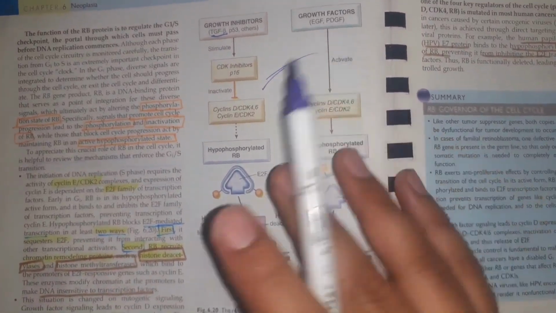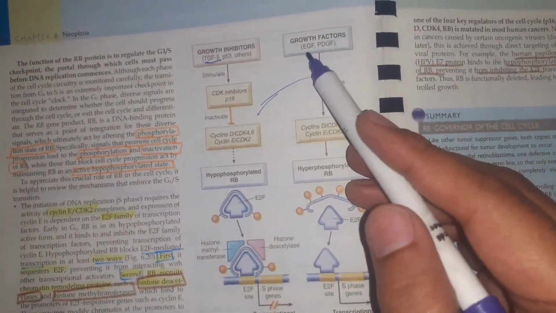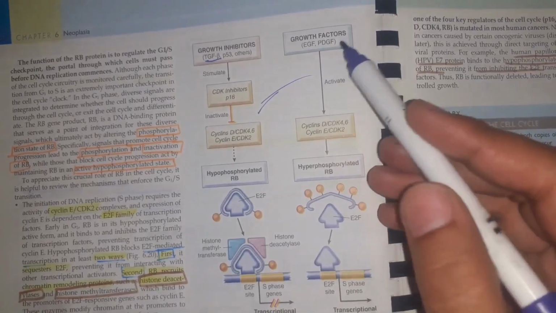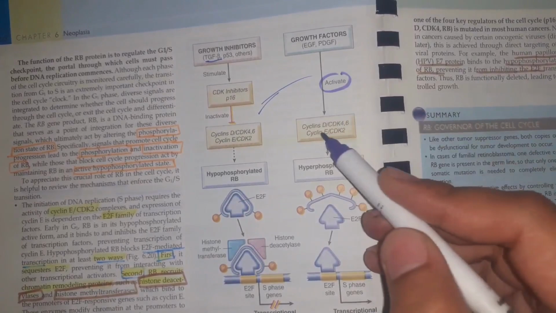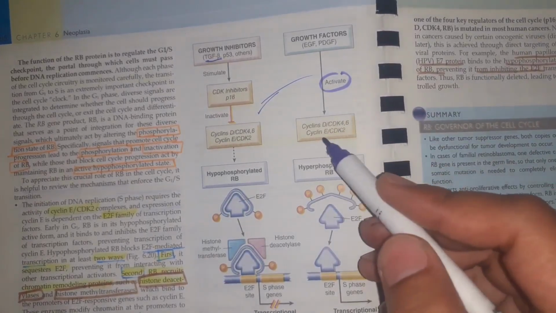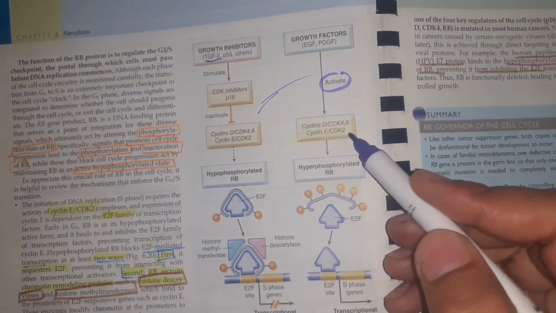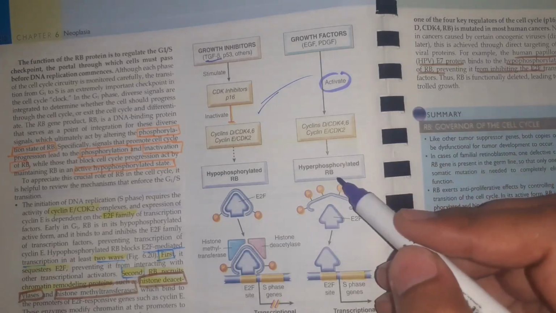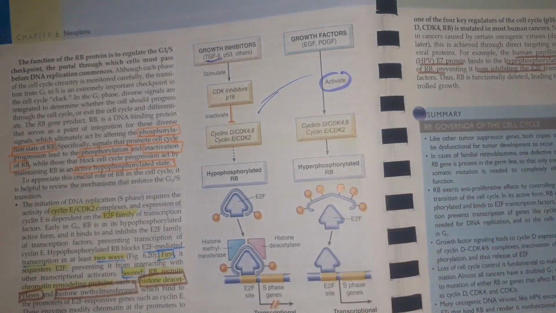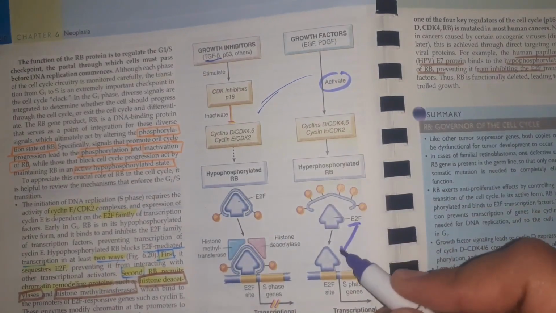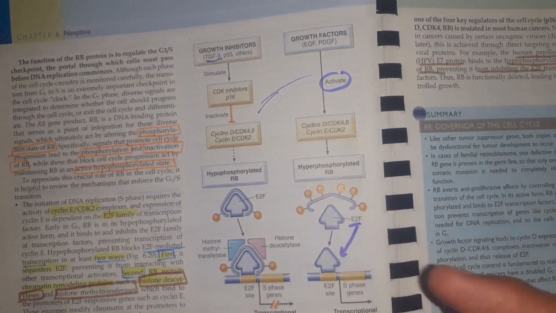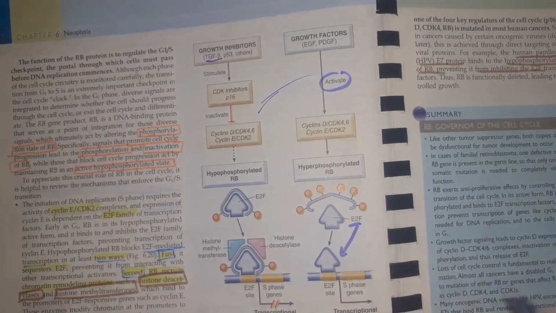You can see this is the growth factor in the form of epidermal growth factor and platelet derived growth factor, and when this growth factor came, it activated cyclin D and CDK4, and moreover they also increased cyclin E and CDK2, and the hypophosphorylated retinoblastoma became hyperphosphorylated, and it released E2F. The E2F binds to DNA and leads to the production of cyclin E, and then the S phase started.